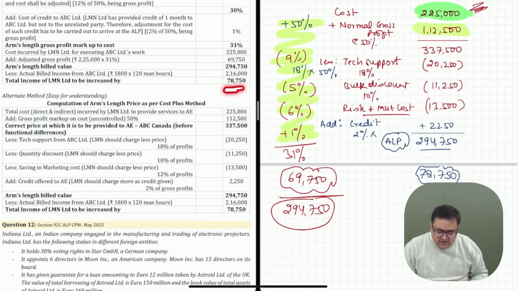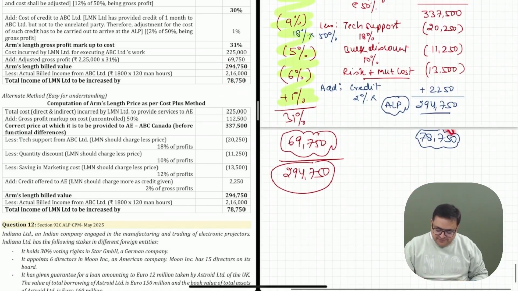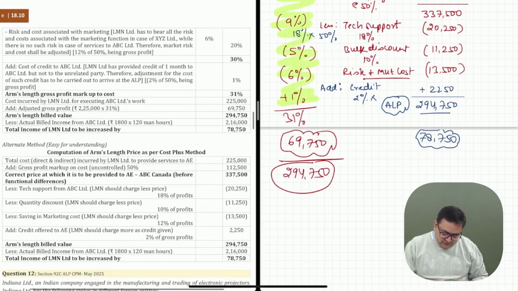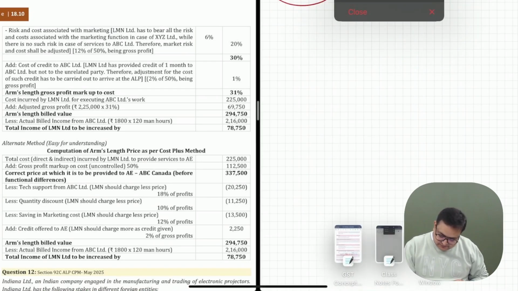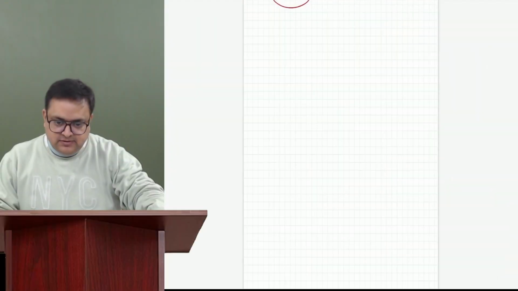So how much is the difference? 78,750. This 78,750 is actually the difference over here. I believe you got it. So this was which method? Cost plus method. So let us understand another method also.